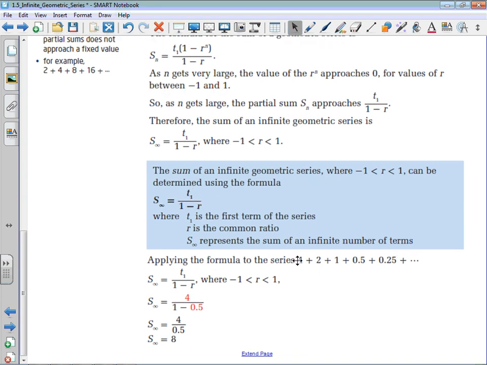If we look at 4 plus 2 plus 1 plus 0.5 plus 0.25, 0.125 would be next, and so on. That common ratio is 0.5, right? 2 divided by 4 is 0.5, 1 divided by 2 is 0.5, and 0.5 divided by 1 is 0.5. So because that common ratio is in between -1 and +1, we can use this formula. This formula right here, the first term is 4, the common ratio is 0.5. So the sum, if we let this series go forever, is 8.